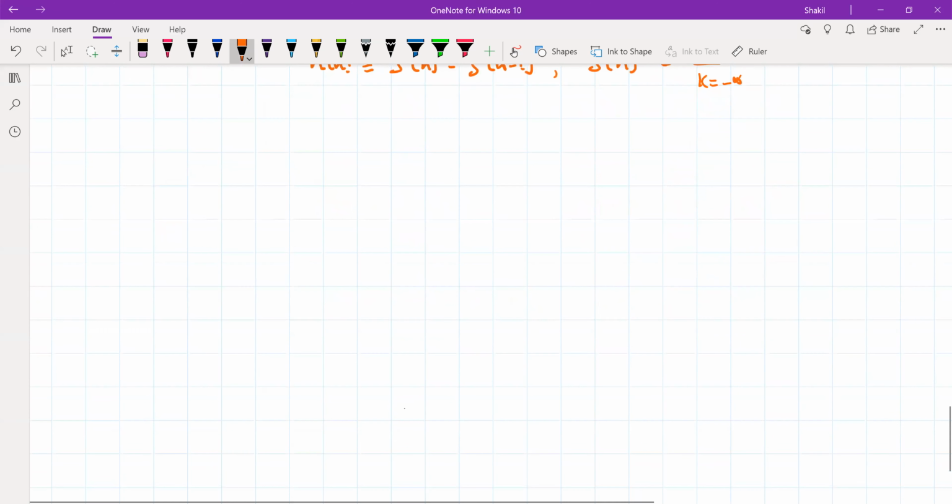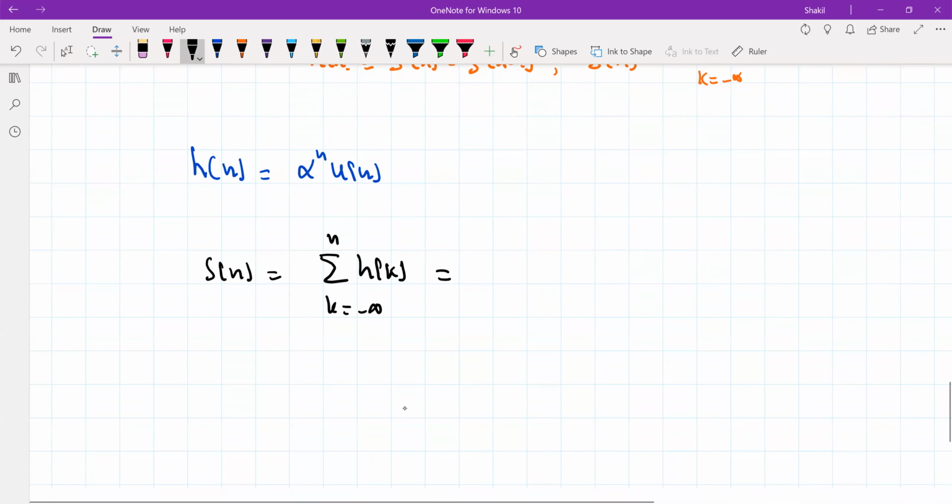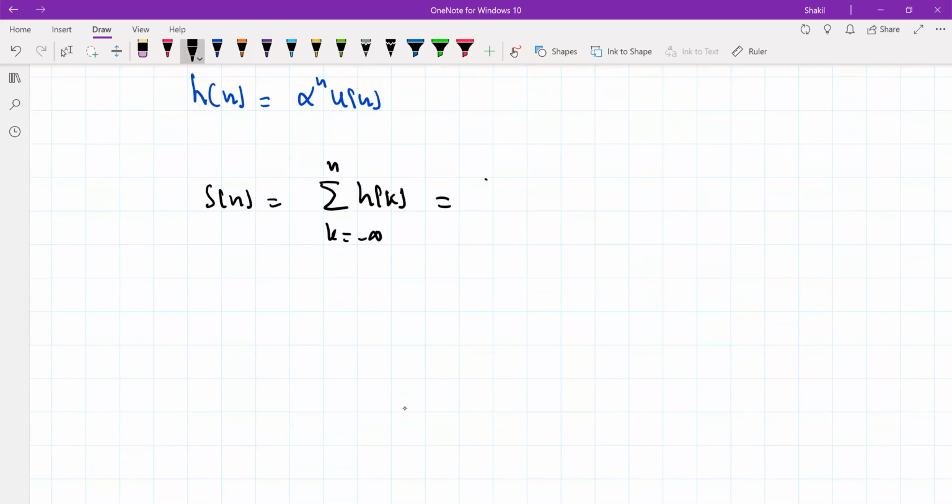Now let's calculate the step response of a system whose impulse response is h of n equals alpha raised to the power n times u of n. So step response will simply be s of n, the summation, k running from minus infinity to n, of h of k. Substituting h of k here, replacing n by k, we have alpha raised to the power k times u of k.